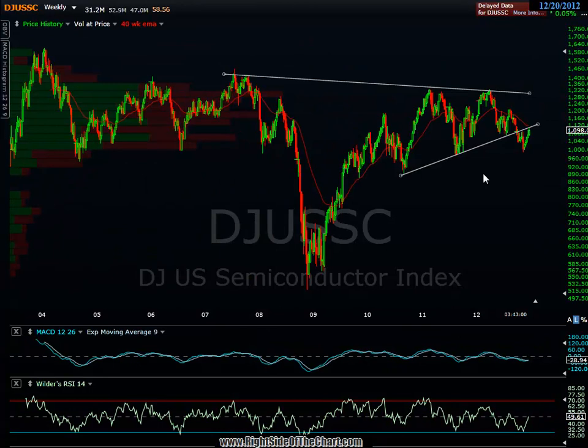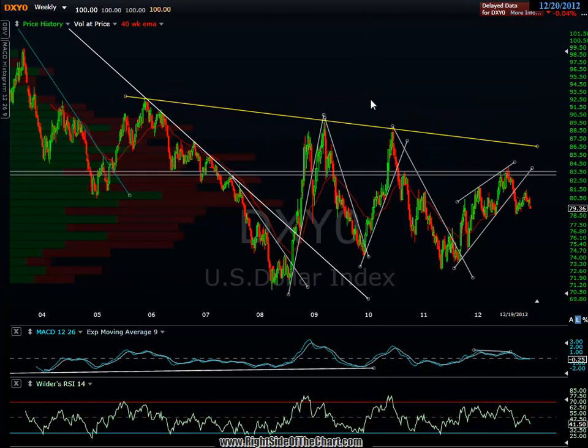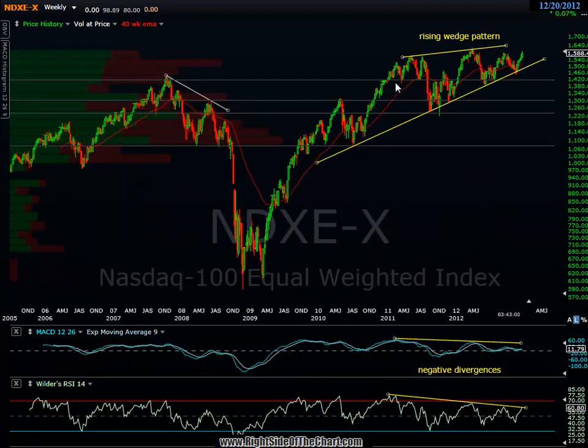So all in all, semis look bearish, and again, semis are a key component of the market, both the S&P and of course of the Nasdaq. Right now we just have a breakdown and a retest, and I would expect prices to go lower. However, if they do regain this trend line, of course that would be a bullish event. DXY, that's the dollar. We've already talked on the dollar quite a bit.